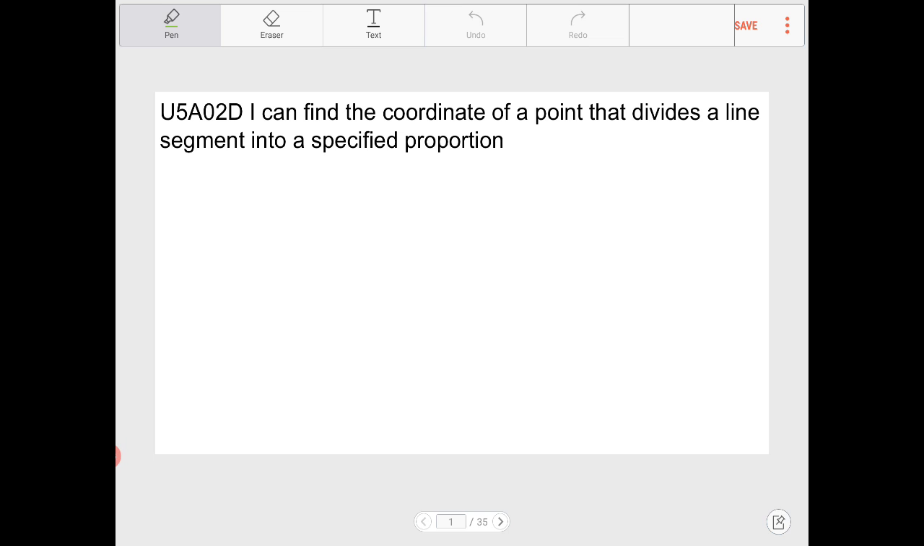By the end of the lesson, you should be able to say I can find the coordinates of a point that divides a line segment into specified proportions.